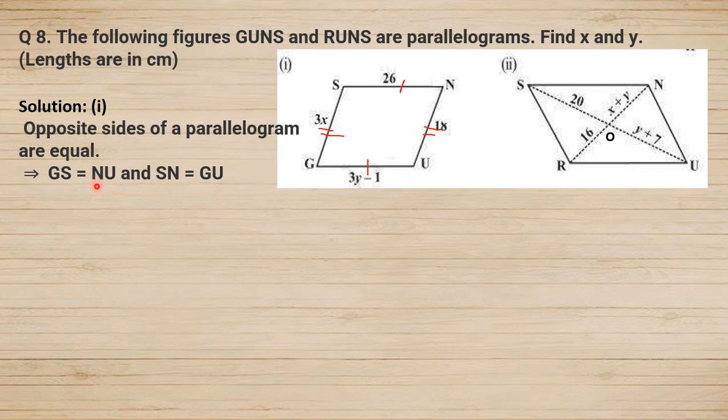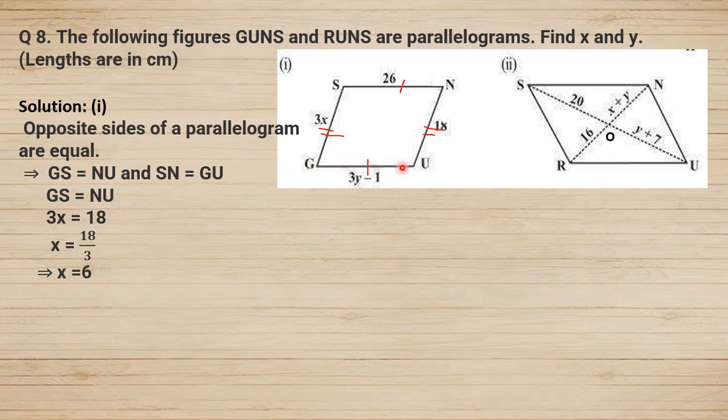By taking separately both the pair of opposite sides, we get the value as, for the first pair, GS and UN or NU, both are equal. So put the value of GS, which is given here as 3x, and UN is given as 18. So we can say 3x is equal to 18. So the value of x becomes 18 upon 3, which is 6.